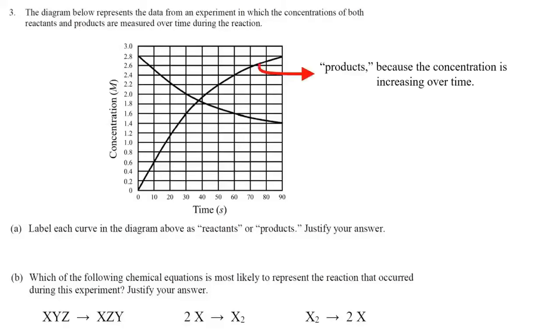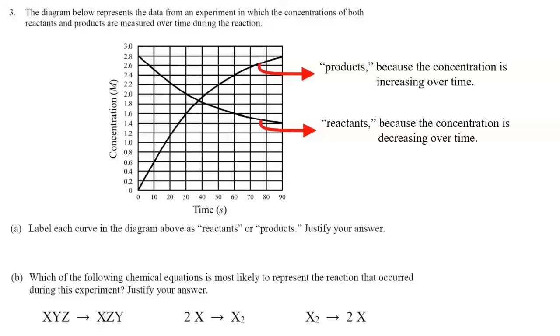So I'm going to go ahead and label this curve as products because the concentration is increasing over time, and I'll label this curve as reactants because the concentration is decreasing over time. Now on to part B. Which of the following chemical equations is most likely to represent the reaction that occurred during this experiment? Justify your answer. So in our first reaction, it says XYZ goes to XZY.